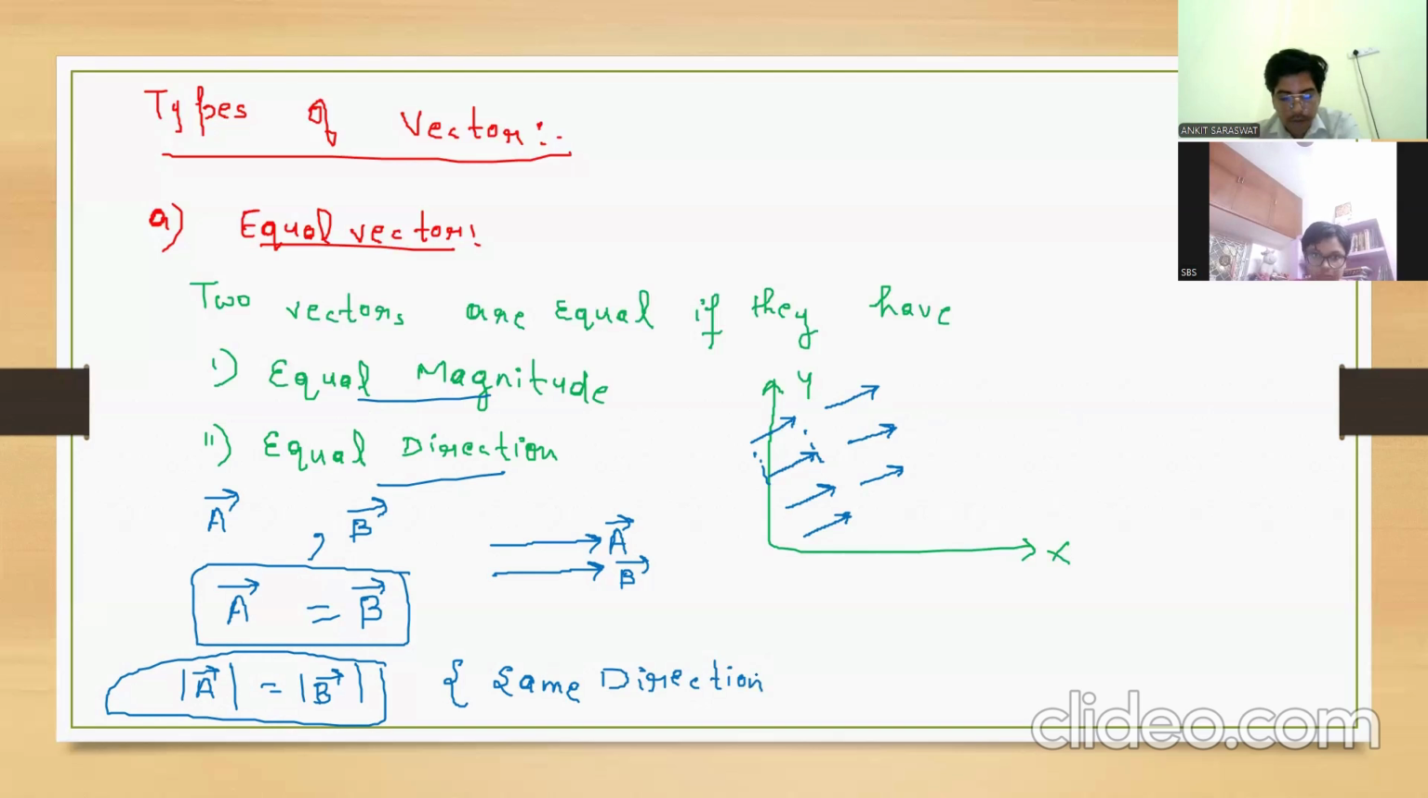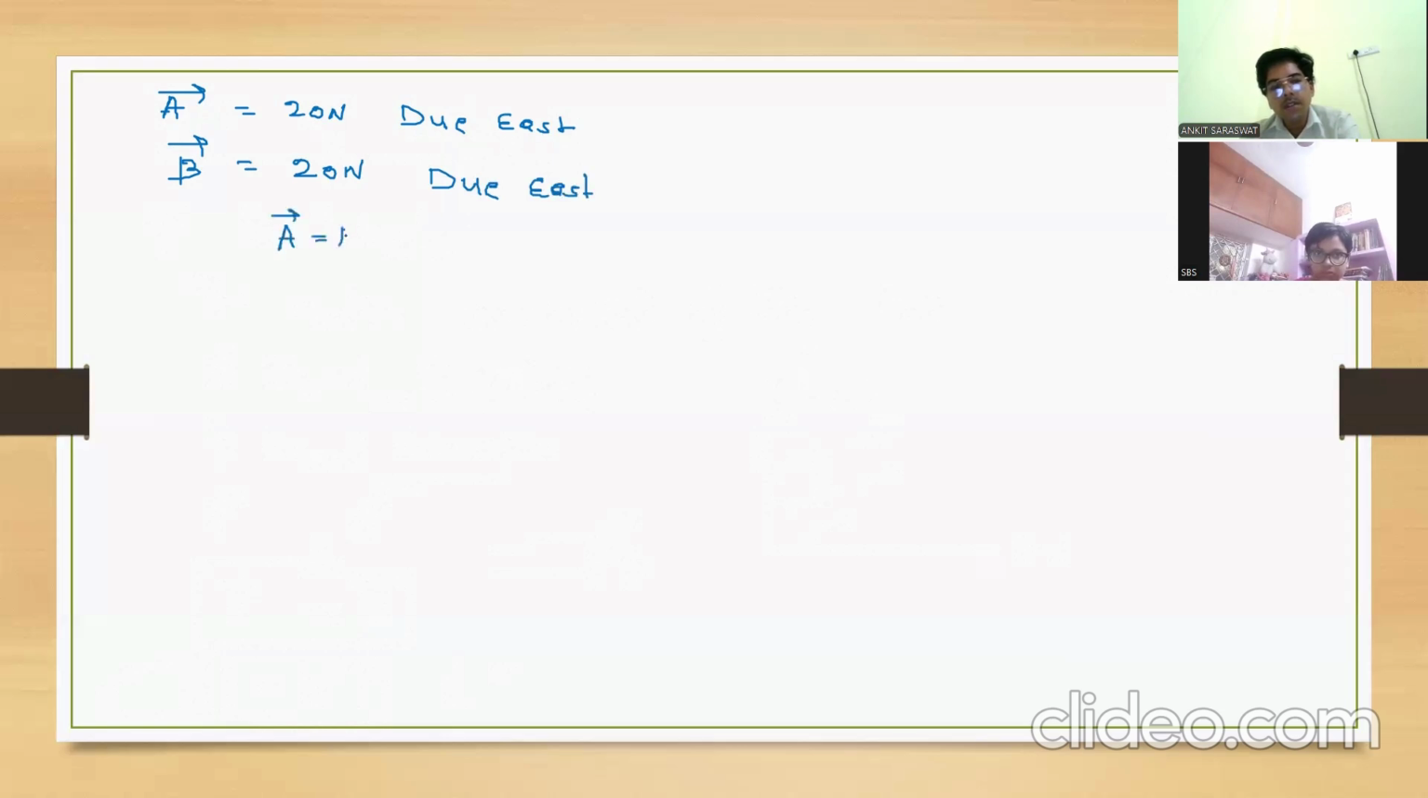Clear? For example, if A vector is 20 Newton due east, and B vector is 20 Newton due east, they have same magnitude, same direction, east. So we can say they are equal. Clear? After this, write down next, negative of a vector.